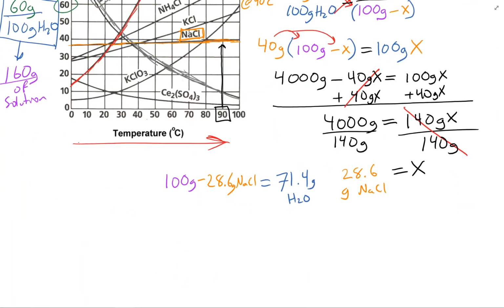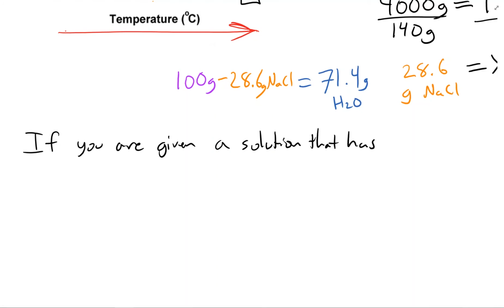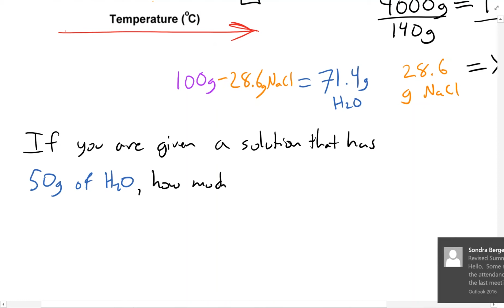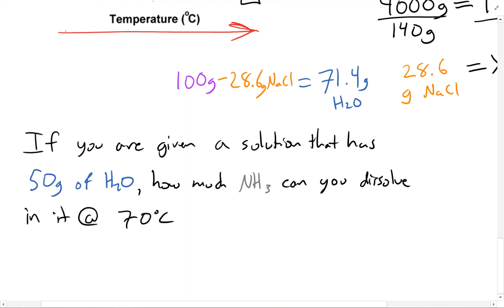So let's say a question asks you something like this. If you are given a solution that has 50 grams of water, how much, and let's do ammonia, NH3, can you dissolve in it at 70 degrees Celsius? Right? So you have a solution that you're given the water.